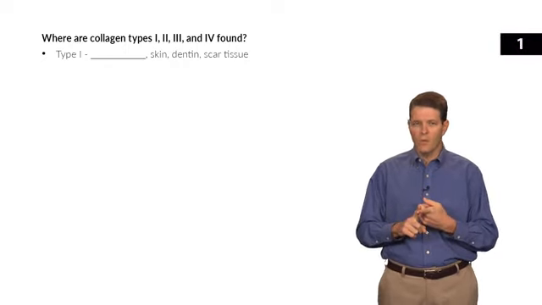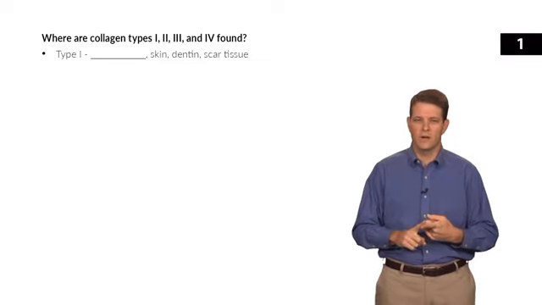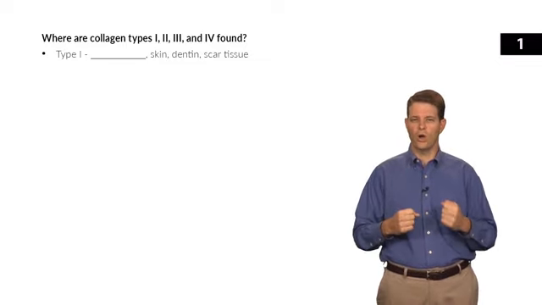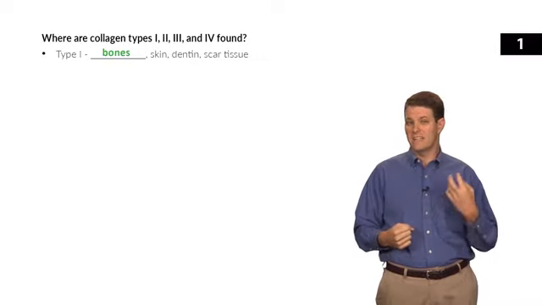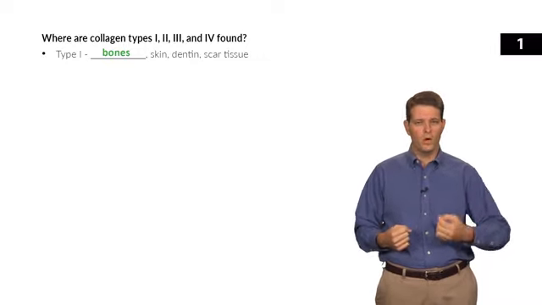There are actually almost 30 different types of collagen, but there are just 4 that you're most likely to be tested on. For type 1 collagen, I want you to remember the word strong. So we find type 1 collagen in strong structural tissues like bones and skin, and also the dentin of your teeth. So type 1, strong.